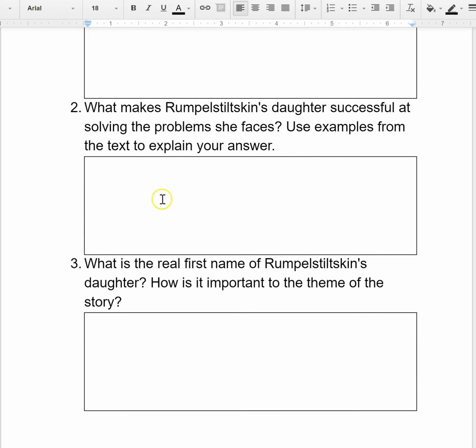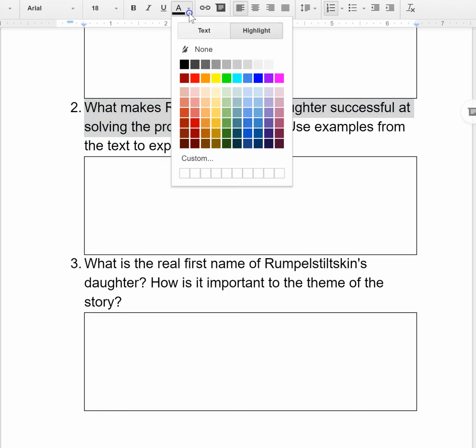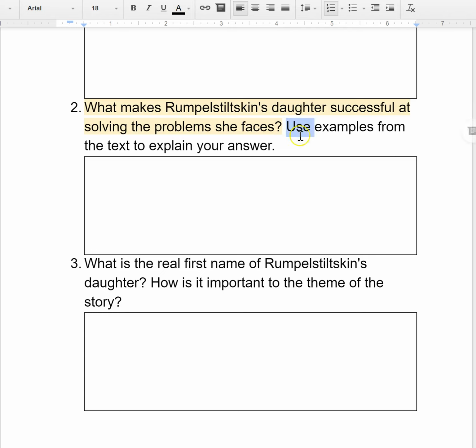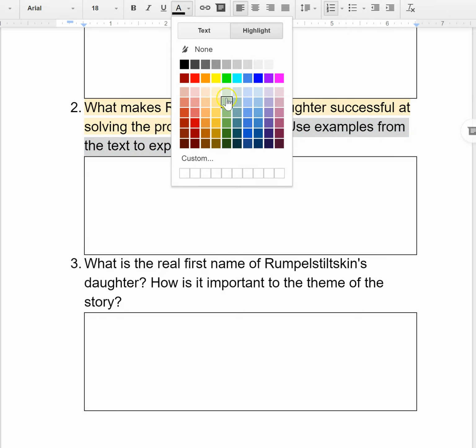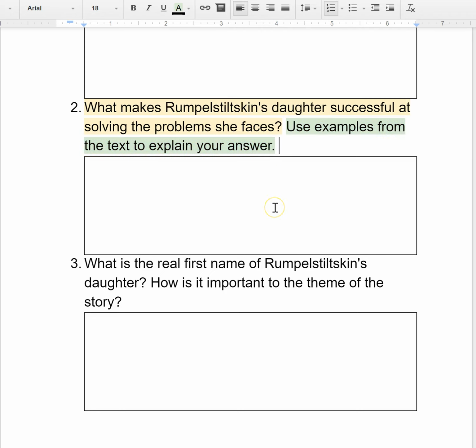All right, let's go on to number 2. What makes Rumpelstiltskin's daughter successful at solving problems she faces? So here's one part of the question. And then I also need to use examples from the text to explain my answer. Okay, so I need to address both parts. What makes her successful at solving problems she faces? Well, she's creative in solving her problems, and she shows intelligence in solving her problems. So, and then let's get some examples from the text to support that.